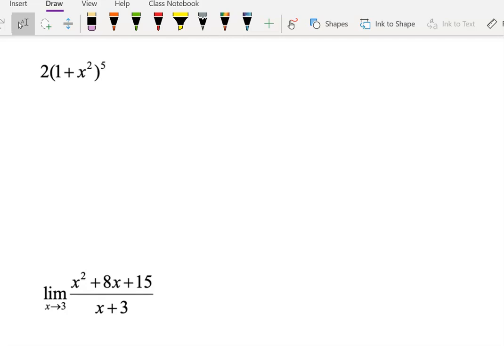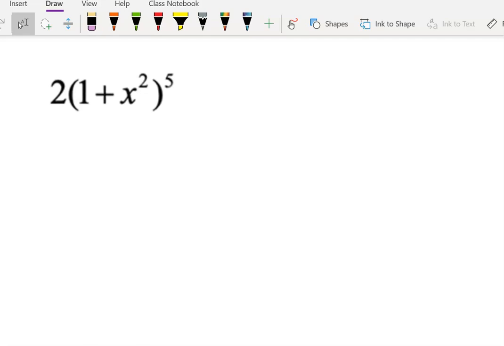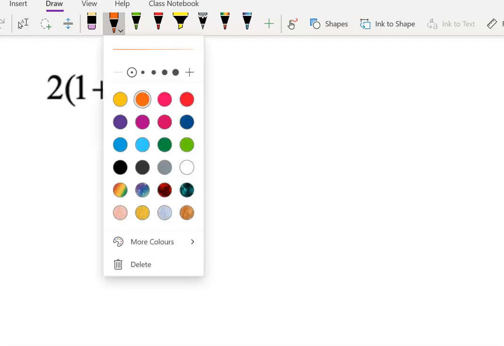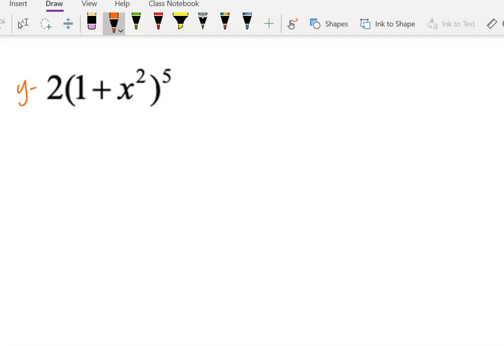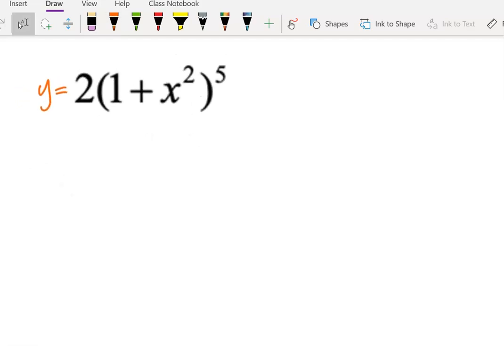Two more questions being asked. One is related to the chain rule, the other one is on limits. Let's have a look at the first one. Let me take this as y. Well, as we know with the chain rule, we are going to replace the inner function with u.